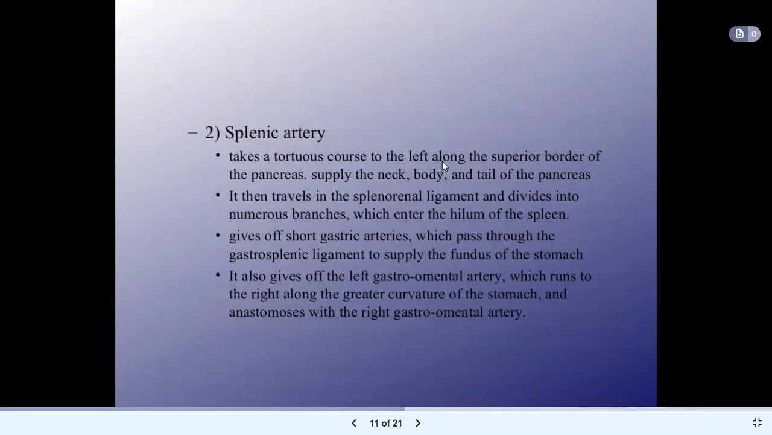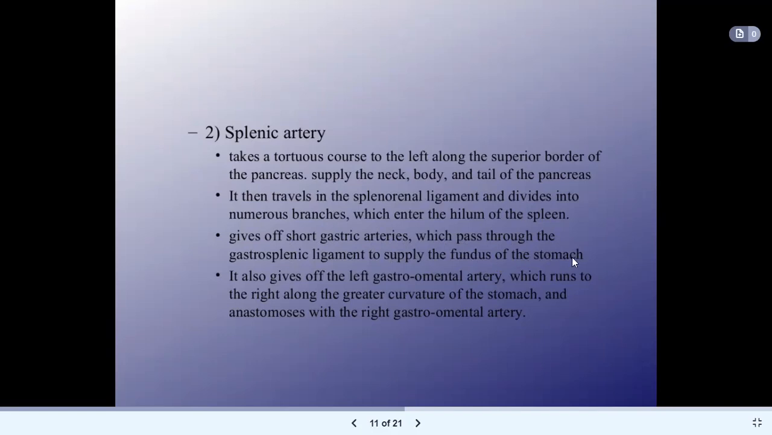So the pancreas is supplied by the splenic artery also. And then it travels in the splenorenal ligaments and divides into numerous branches, which enter the hilum of the spleen to supply the spleen. Now, the splenic artery also gives off some short gastric arteries, which we saw in the previous lecture, which supply the stomach, and they pass through the gastrosplenic ligaments to supply the fundus of the stomach.